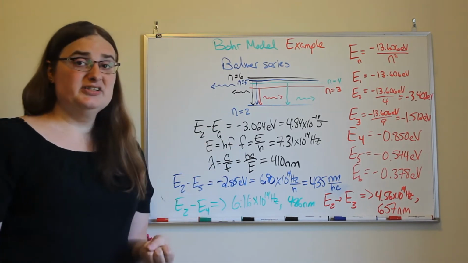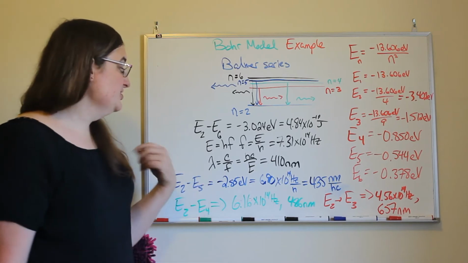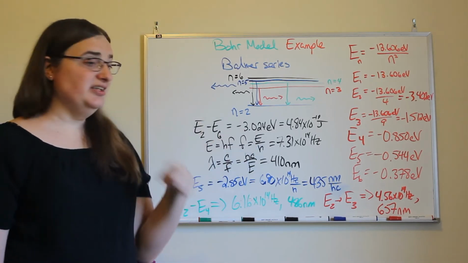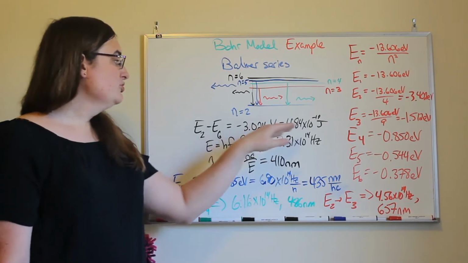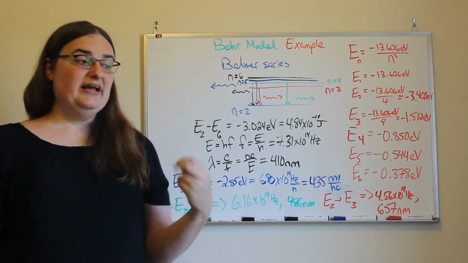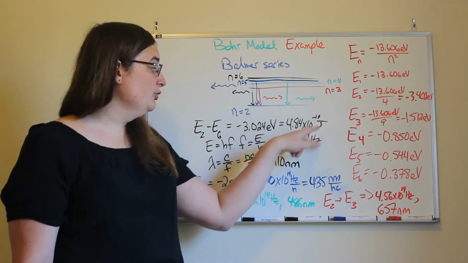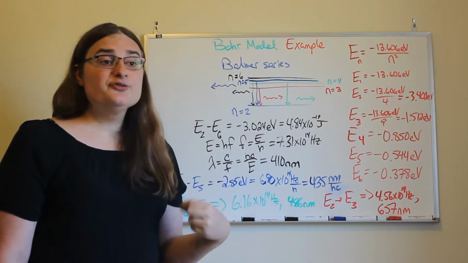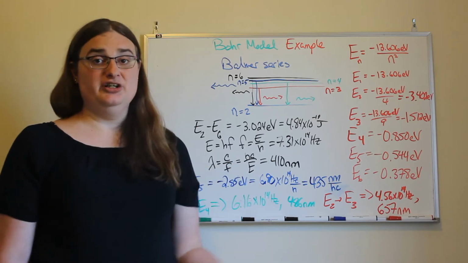So to find frequency, we can use the Planck energy relationship, E equals hf. So my frequency would be my energy in joules divided by Planck's constant. So if I take 4.84 times 10 to the negative 19 joules and divide by 6.63 times 10 to the negative 34 joule seconds, I get a frequency of 7.31 times 10 to the 14 hertz.